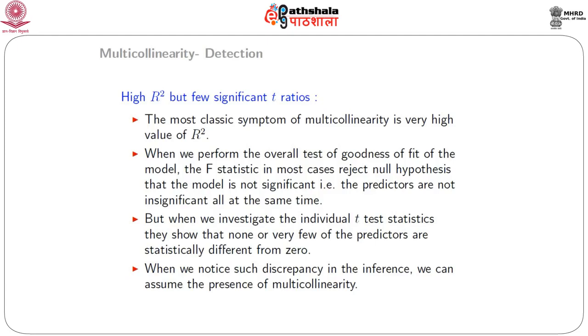But when we investigate the individual T statistics, when we try to test the individual regression coefficients in a multiple regression model, they show that none or very few of the predictors are statistically different from 0. When we notice such discrepancy in the inference, we can assume that multicollinearity is present.